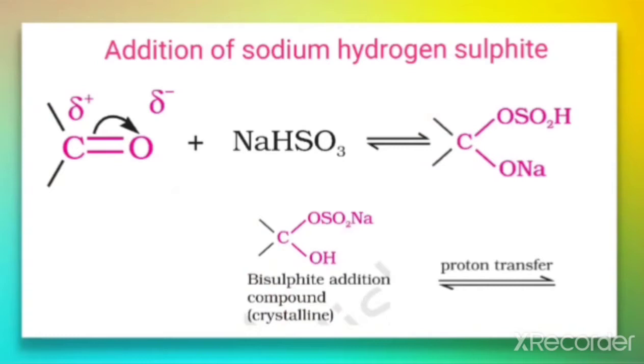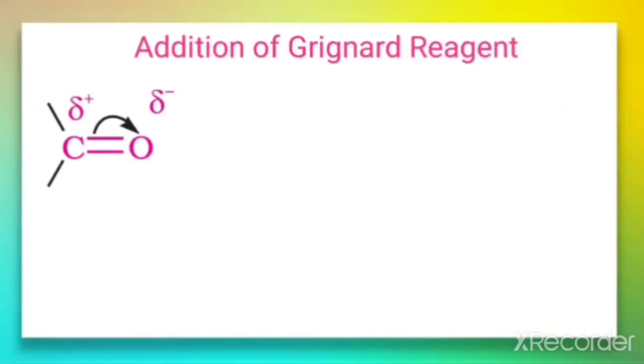Next is the reaction with the addition of Grignard reagent with the aldehyde and ketones. So here also we are writing the general equation. Aldehyde and ketones reaction with Grignard reagent. Grignard reagent is generally represented as RMgX. R is the alkyl group, Mg is the magnesium, X is the halide. That is the alkyl magnesium halide. We have already learnt about the Grignard reagent, that is RMgX.